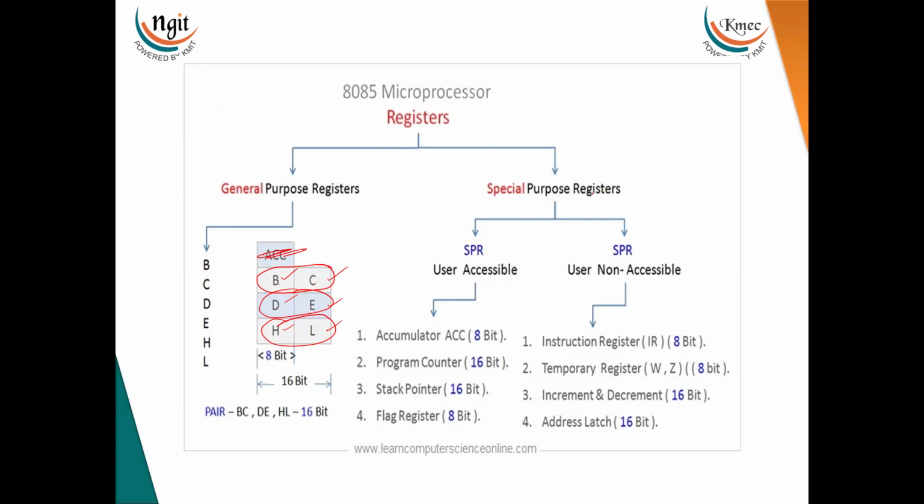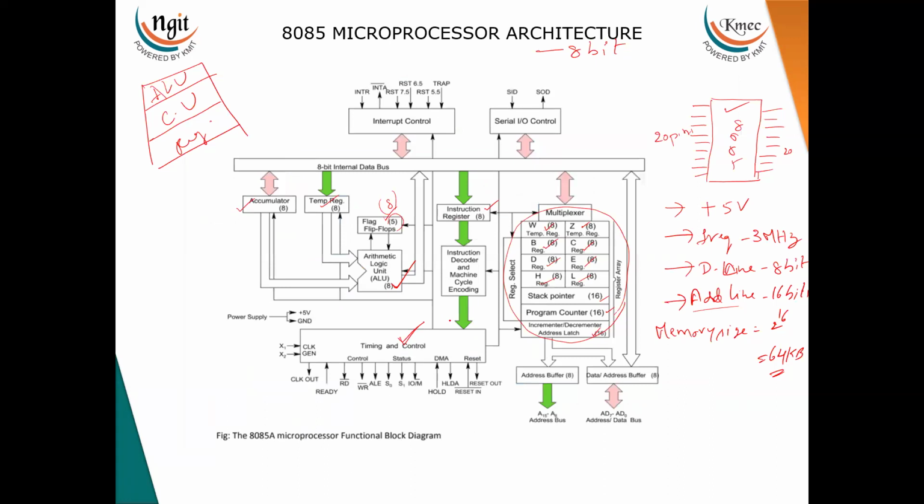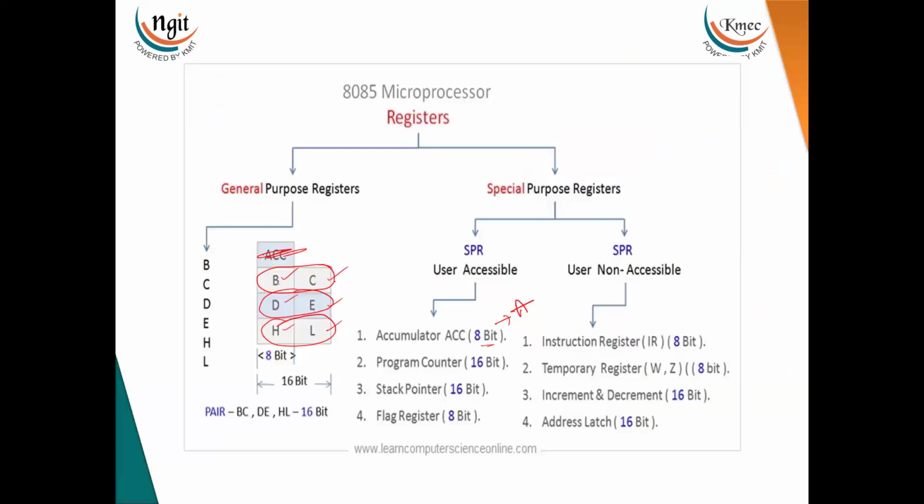Now coming to the special purpose registers, the accumulator, which we can also indicate as register A. This is an 8-bit register. You can say this is a part of the ALU. Now here if you see, for the ALU, one input is connected to the accumulator and another one is connected to the temp register. So the accumulator, you can call it a part of the ALU, and it holds the data for the arithmetic and logical operations.